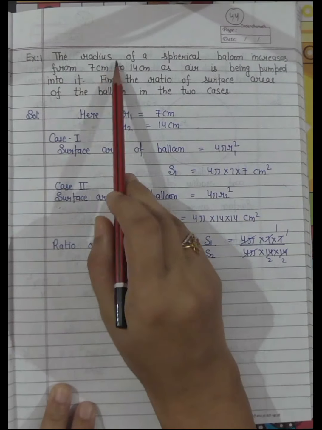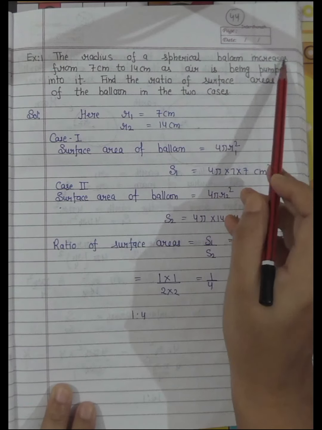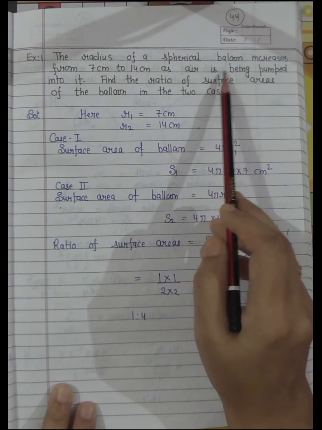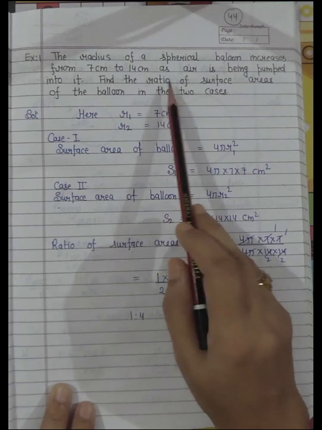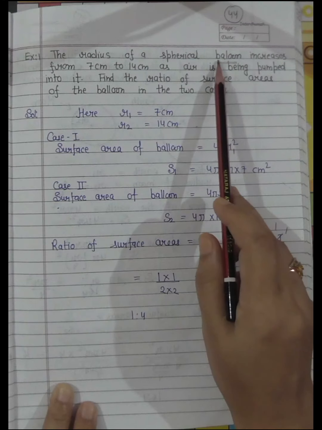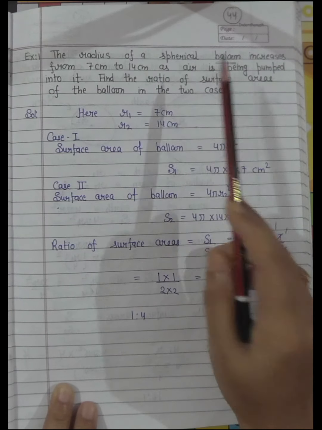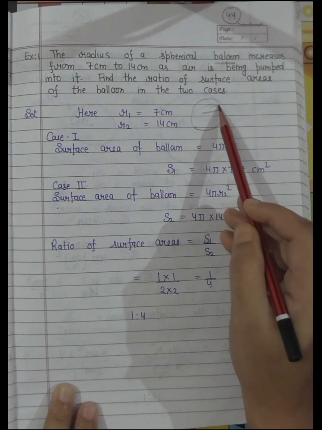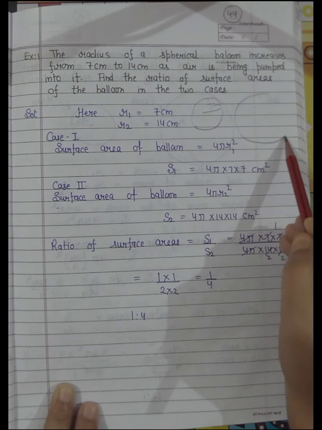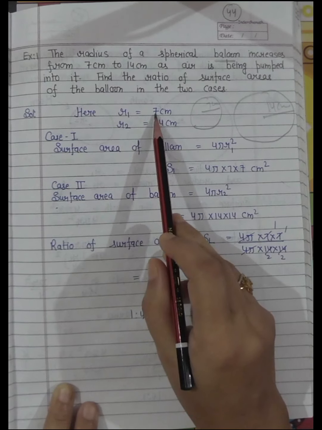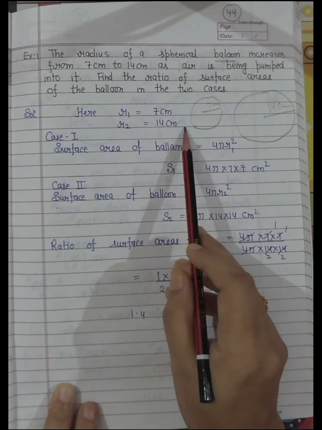Example 1. The radius of a spherical balloon increases from 7 cm to 14 cm as air is being pumped into it. Find the ratio of the surface areas of the balloon in the two cases. Here the balloon is in the shape of a sphere and initially its radius was 7 cm and after air is pumped into it, its radius becomes 14 cm. So I am taking R1 as 7 cm, R2 as 14 cm.